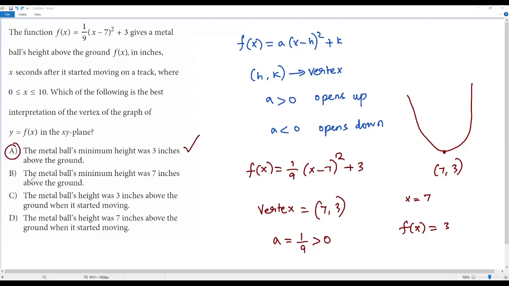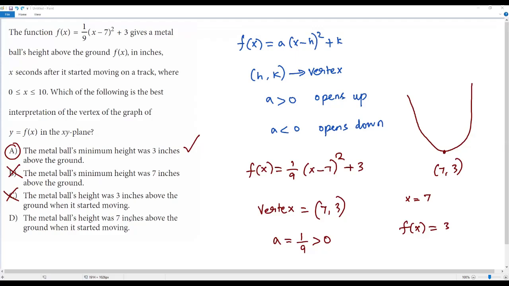Anyways, let's go with option B. The metal ball's minimum height was 7 inches above the ground. It's wrong, because the 7 over here represents a time in seconds. So option B is incorrect. And now let's go to option C. The metal ball's height was 3 inches above the ground when it started moving. Option C does not say anything about the minimum height. It says general height. So this is also incorrect, because we know that 3 is the minimum height of the metal ball. We can reject option C.